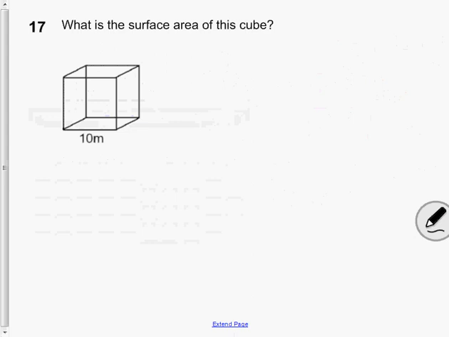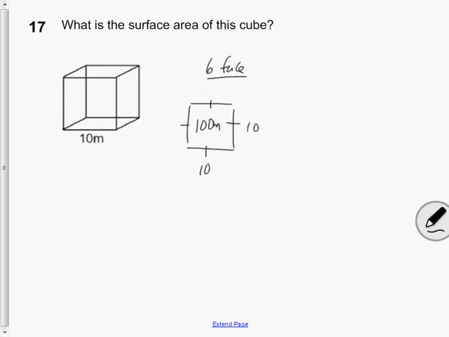What is the surface area of this cube? Well, if we think about it, a cube has 6 faces, and each face is identical. It's going to be a square face, because that's what cubes are. So if I think about this one face, it's going to be a 10 by 10 face. It's going to have 100 meters squared as its area.